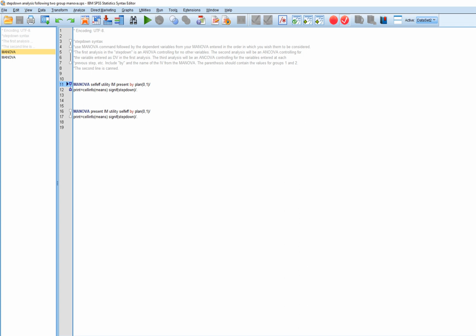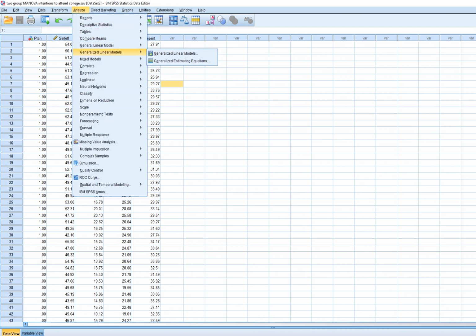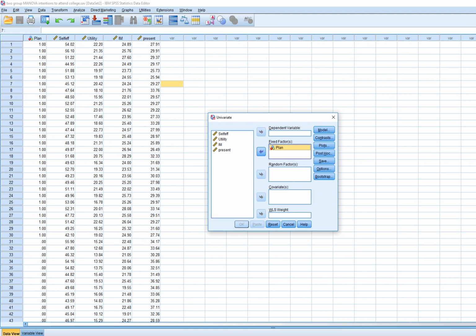Now, if you didn't want to do this, one final option is just to run a series of ANCOVAs where you look at the difference between the groups on each dependent variable while controlling for all of the other variables that were the DVs in your MANOVA. You could certainly do that as well, and you would not be violating the spirit of the MANOVA. So in this case, you could go to Univariate, and put plan in the fixed factors box. We'll start with self-efficacy and then control for everything else.